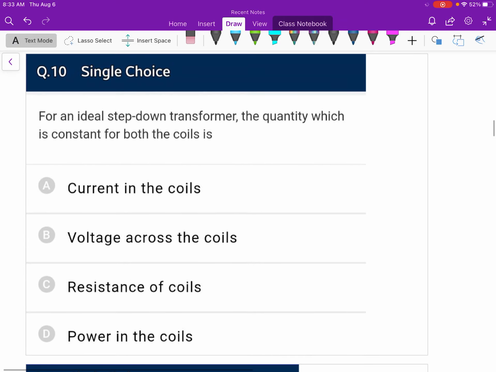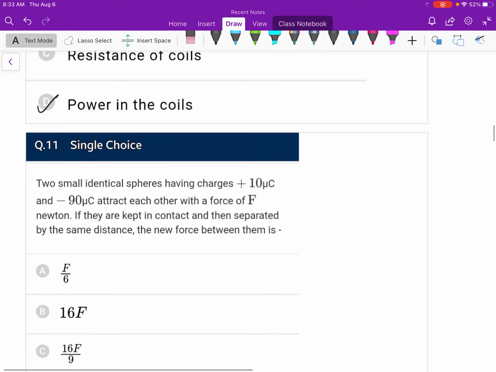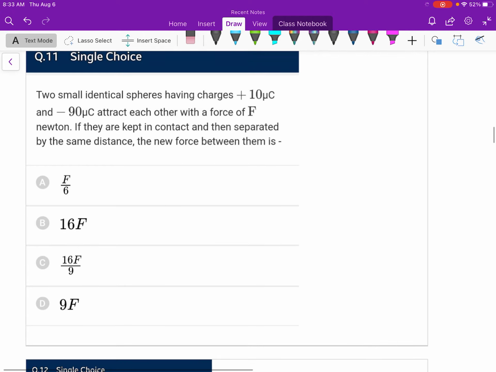For an ideal step down transformer, the quantity which is constant. So ideal means the power input and power output will be same. Ideal step down transformer, so power in the coils will be same. There is no energy loss. Power is same.